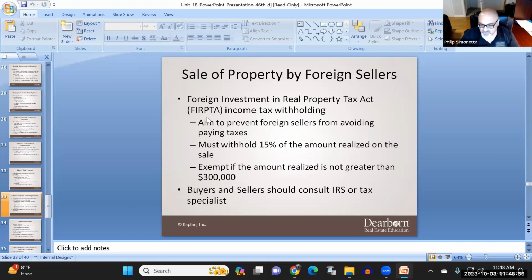Buyers and sellers should consult the IRS or tax specialists. If somebody's a foreign seller, I'm sorry, not buyer, there's a FIRPTA form and you have to check it off on the contract. And the title company is required by law, if they make over 300,000, to hold 15%, because a foreign person can take that money and leave and never come back, and they don't have to pay taxes. But they really do, right? Because they made the money here. Okay. So that's FIRPTA.